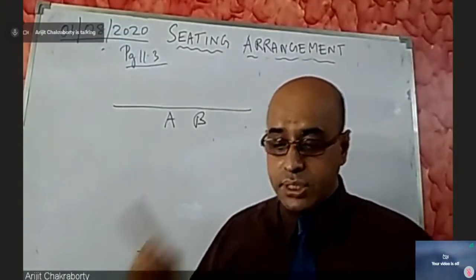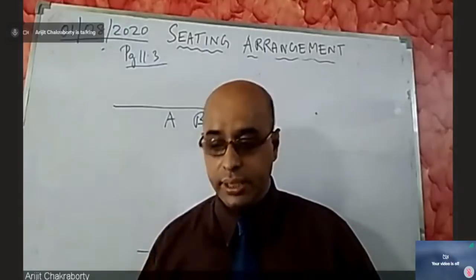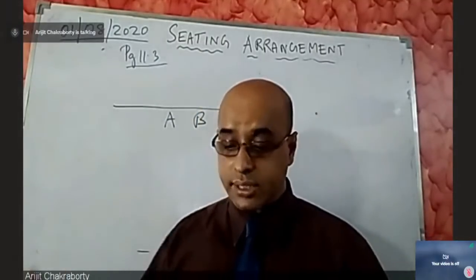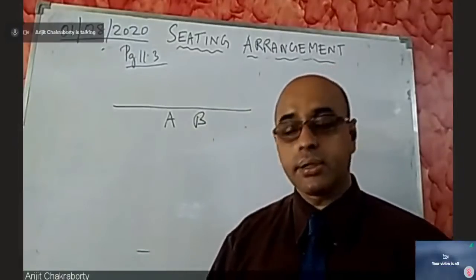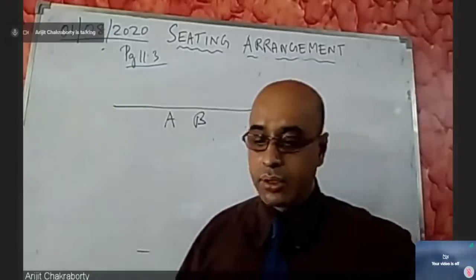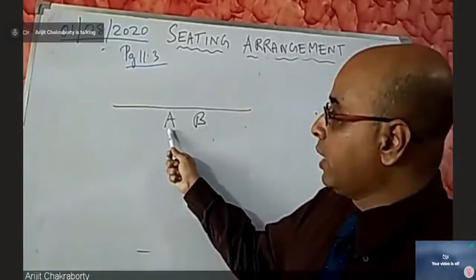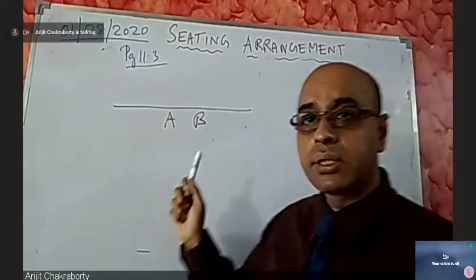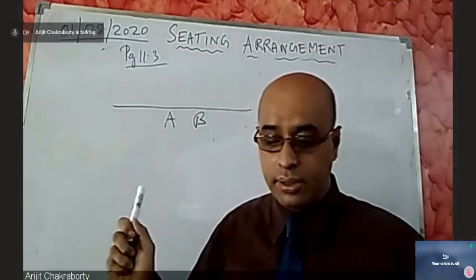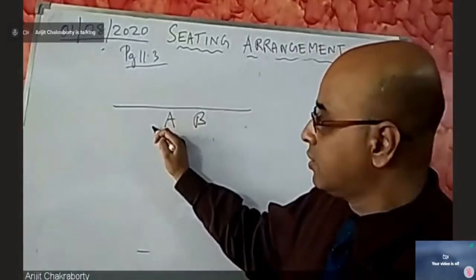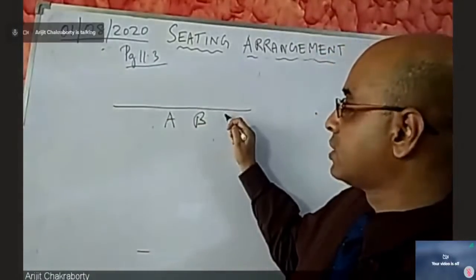Also, if C is not sitting next to D, then who is occupying the seat adjacent to D? So let's read the question again. Four children are sitting in a row. A is occupying a seat next to B, but not next to C. That means C cannot sit here. C has to sit here.